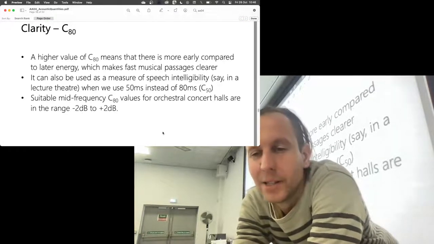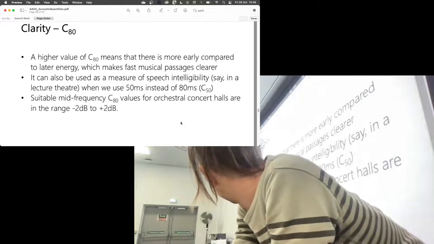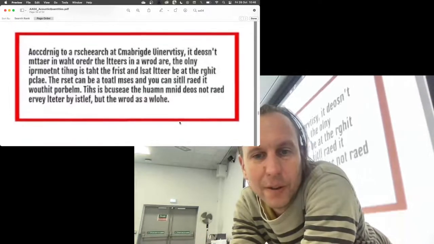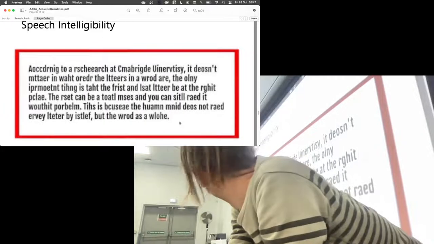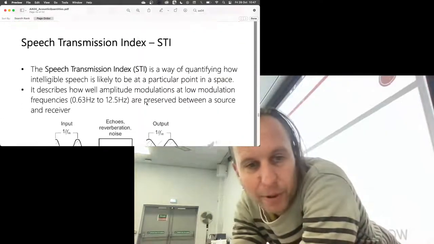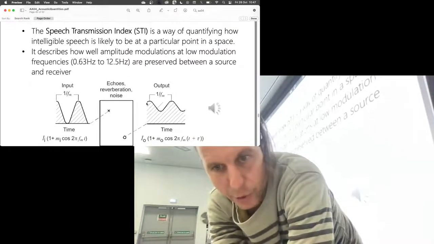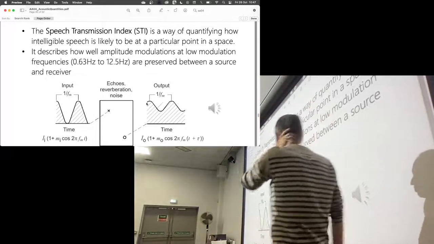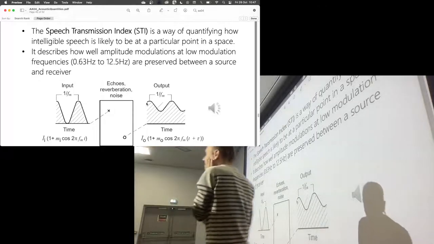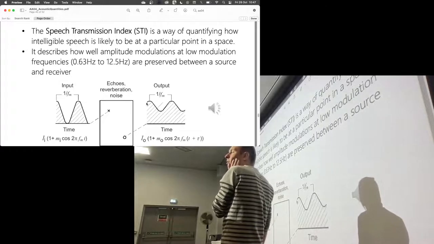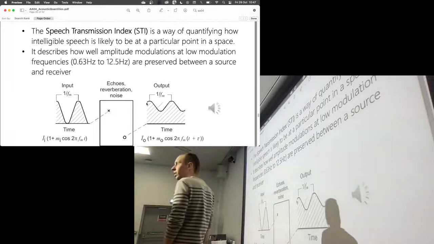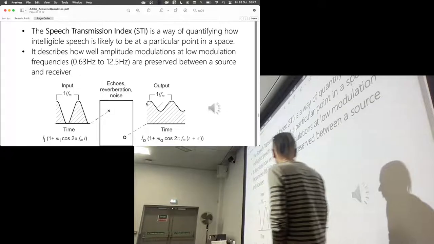Cool, so C80, I guess that's kind of clear. It's not the most complex acoustical quantity. We will have a look at some more complex ones. So C50 for speech, C80 for music. Clarity, C50, says something about speech intelligibility. But what we have in acoustics is another measurement of speech intelligibility, the speech transmission index. This one is a bit more focused on the characteristics of speech and the characteristics of the room that might make it audible, intelligible or not.